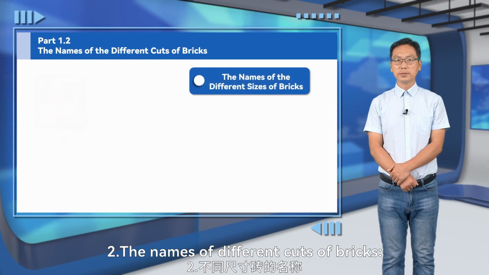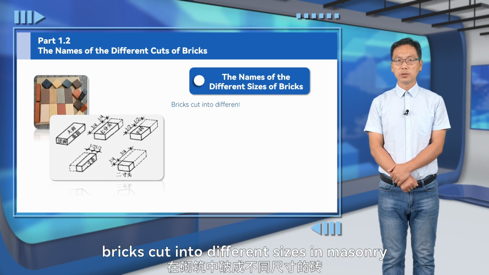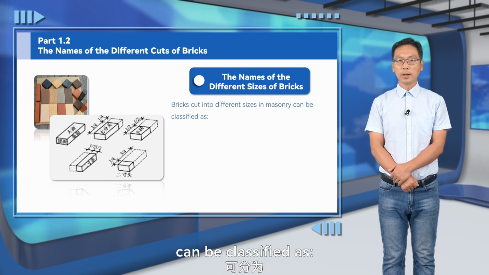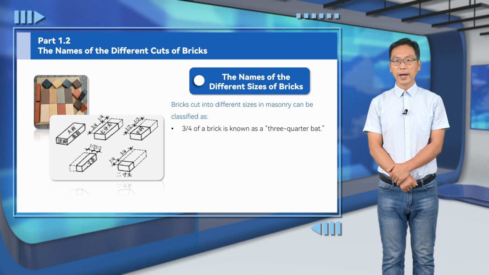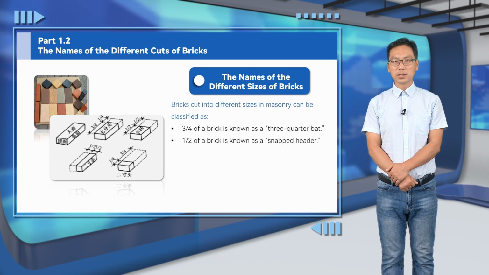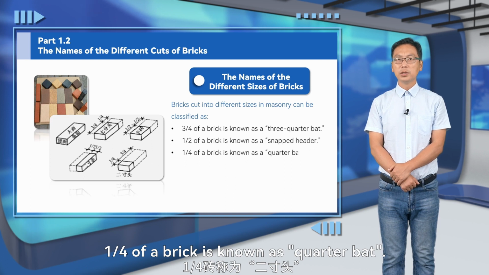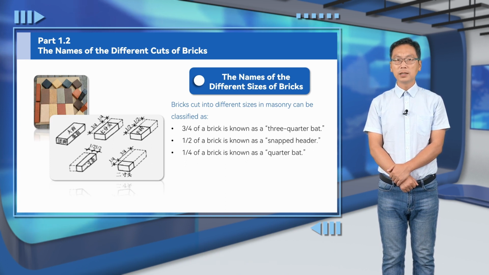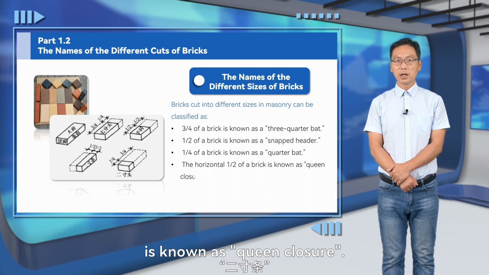2. The names of different cuts of bricks. Bricks cut into different sizes in masonry can be classified as: 3/4 of a brick is known as 3/4 bat. 1/2 of a brick is known as snapped header. 1/4 of a brick is known as quarter bat. The horizontal 1/2 of a brick is known as queen closure.